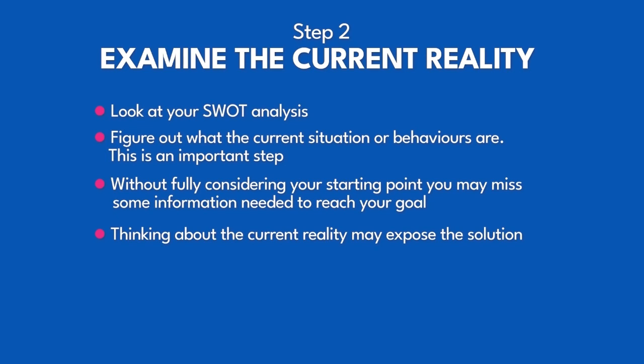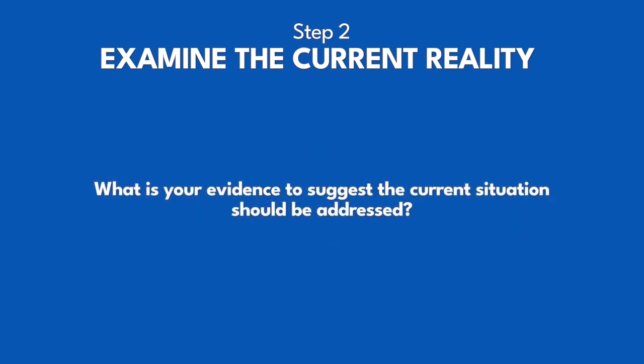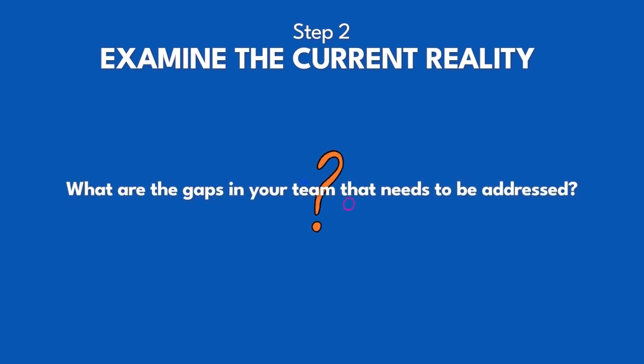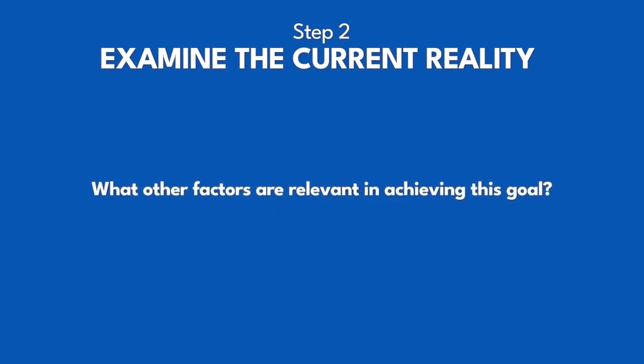Ask questions like, what actions and steps have you taken so far to achieve this goal? What is your evidence to suggest the current situation should even be addressed? What development have they had that will help them achieve this goal? What are the gaps in your team that need to be addressed? What would happen if you did nothing? What other factors are relevant in achieving this goal?